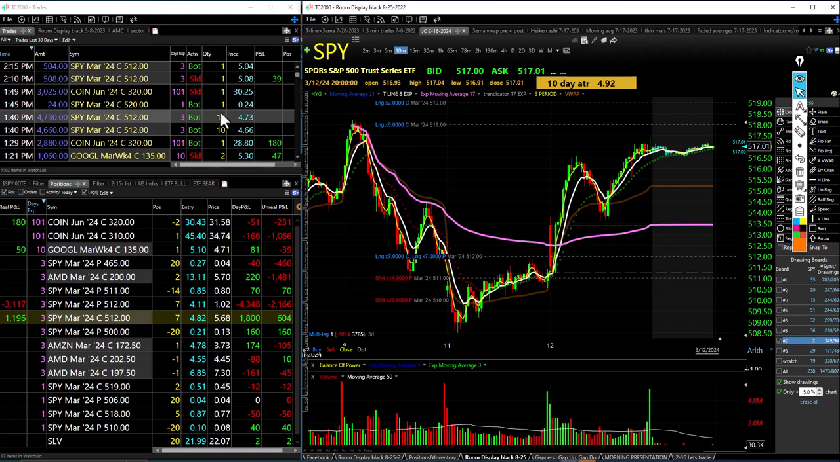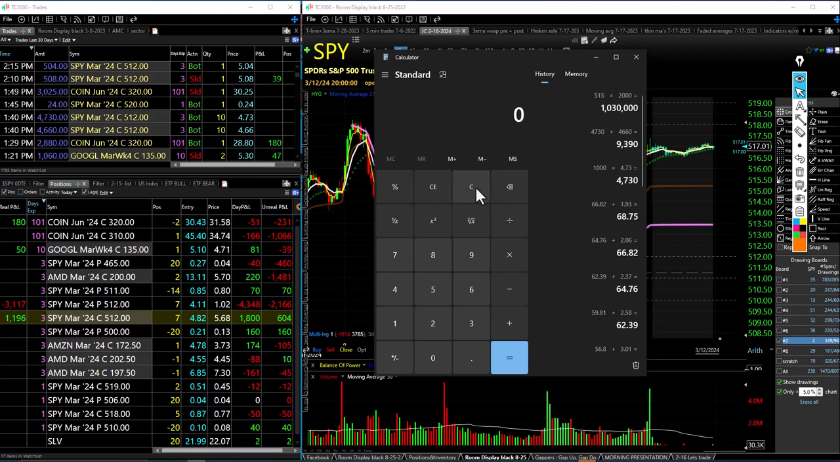So you can see right there, that's 2,000 shares. Because 10 times 100 is going to be 1,000. So that's 1,000 shares. Now if I take 1,000 shares and calculate that out, let me get my calculator here. 1,000 shares times 515 is half a million dollars.